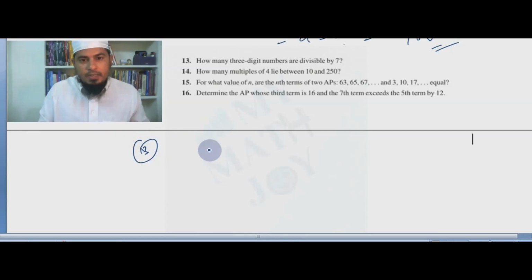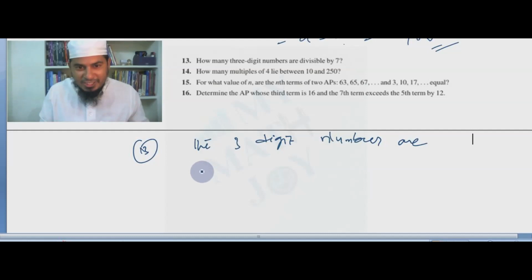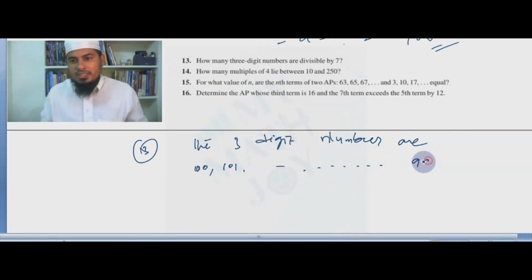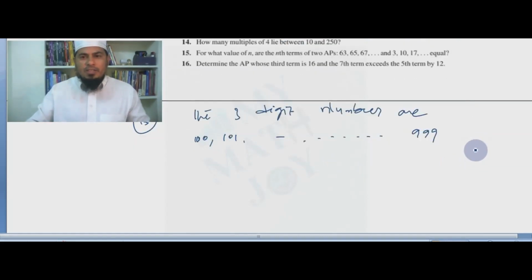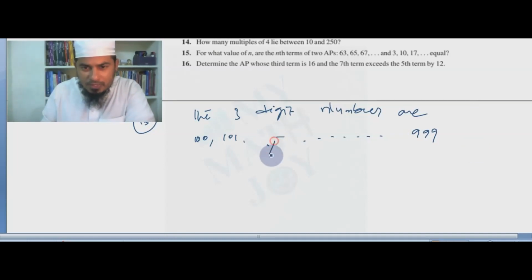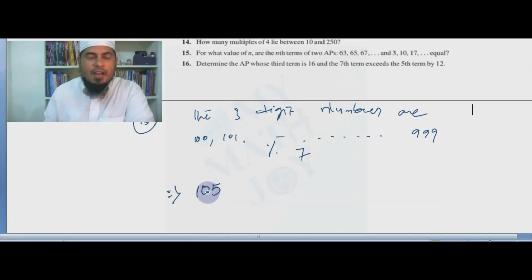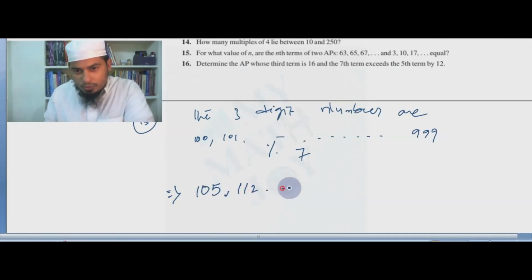The 13th question is about 3-digit numbers. What are 3-digit numbers? They are like this: the first 3-digit number is 100, then 101, and so on, up to the last 3-digit number. But these are not all divisible by 7. I want 3-digit numbers divisible by 7 only. So the first 3-digit number divisible by 7 will be 105. Check it out, 105, then 112 and so on.